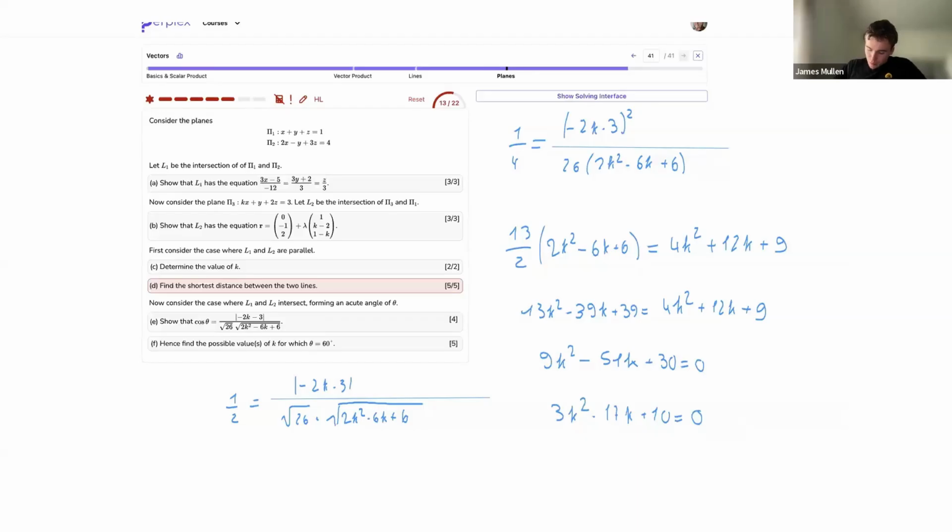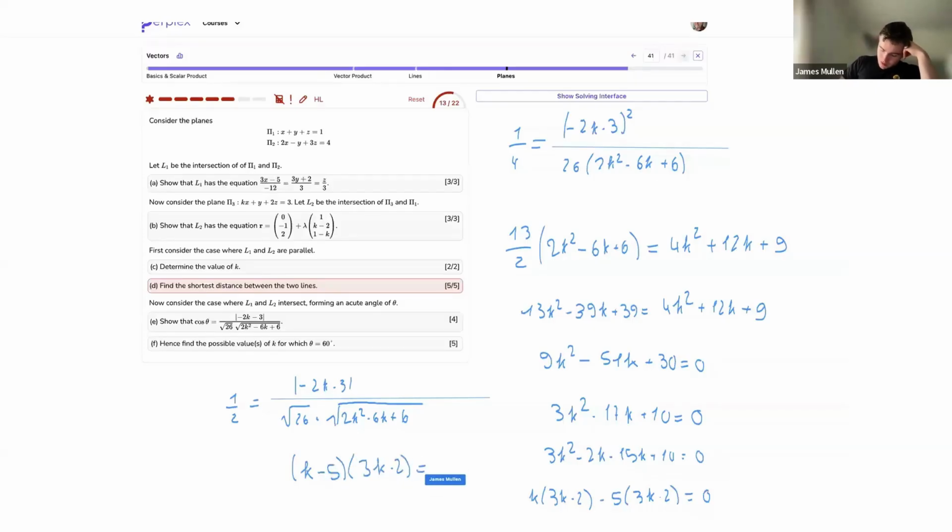Now I can factor this by inspection. I'm looking for 3 times 10 is 30, and 30 is minus 15 minus 2, so that works perfectly. 3k squared minus 2k minus 15k plus 10 is equal to 0. So in other words, I'm going to have k times 3k minus 2 minus 5 times 3k minus 2 is equal to 0. So I get k minus 5 times 3k minus 2 is equal to 0. So my answers are k is equal to 5 or k is equal to 2 over 3.